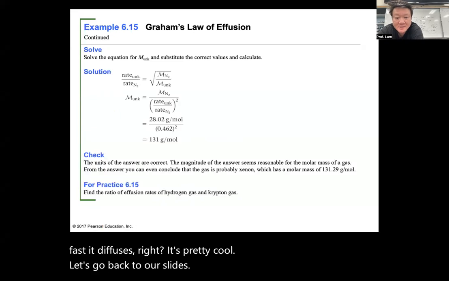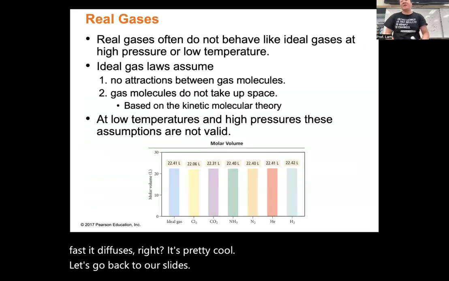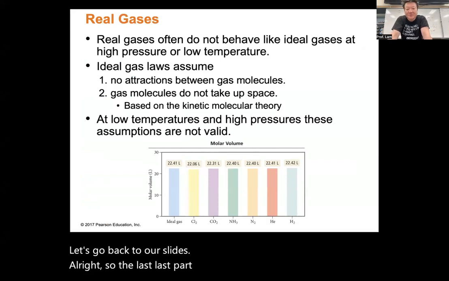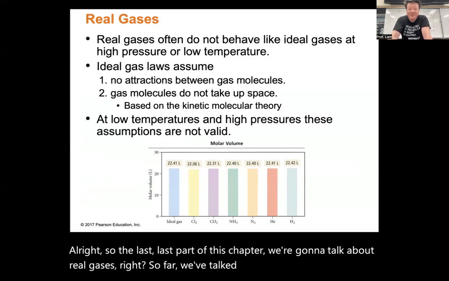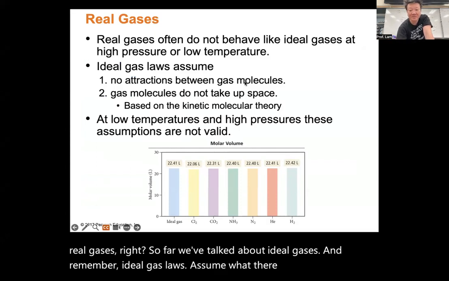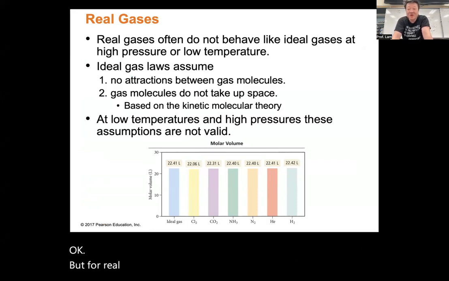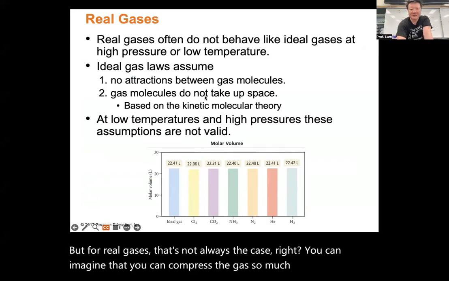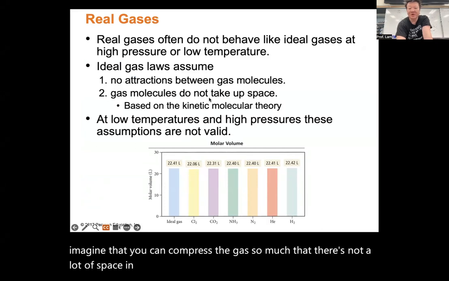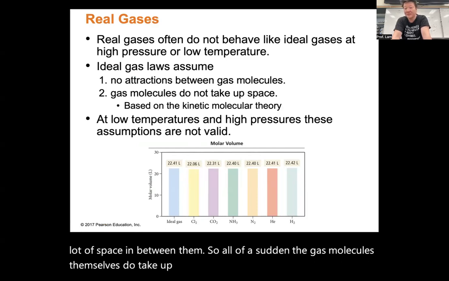All right. So the last part of this chapter, we're going to talk about real gases, right? So far we've talked about ideal gases. And remember, ideal gas laws assume what? There are no attractions between gas molecules, and that gas molecules do not take up space. But for real gases, that's not always the case, right? You can imagine that you can compress a gas so much that there's not a lot of space in between them. So all of a sudden, the gas molecules themselves do take up an appreciable amount of space, right?